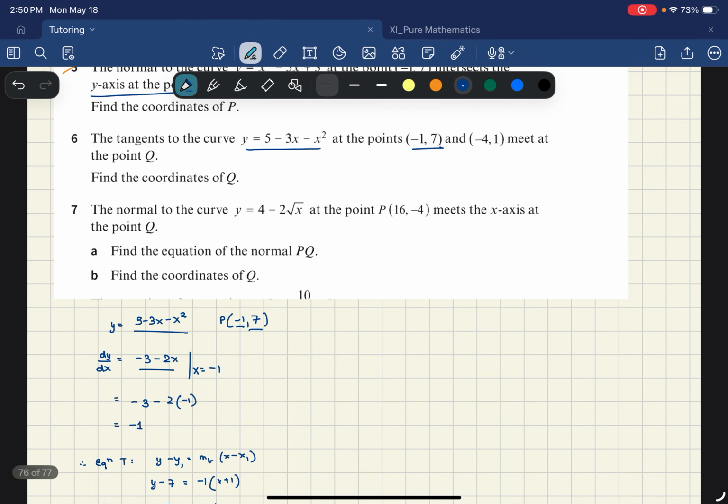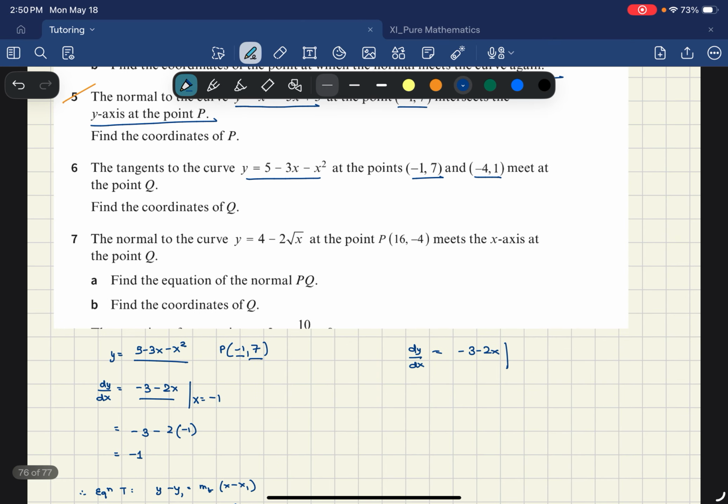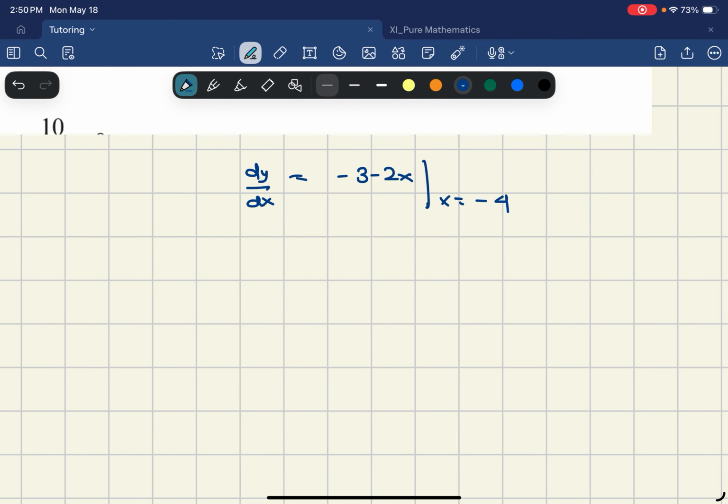Now we have another point. We need to find the equation of the tangent here as well. So we know dy by dx, we already have the expression, it is minus 3 minus 2x. We need to evaluate this at x equals minus 4 as well. This is our second point. So minus 3 minus 2 at minus 4, that is going to give you positive 5, I think.